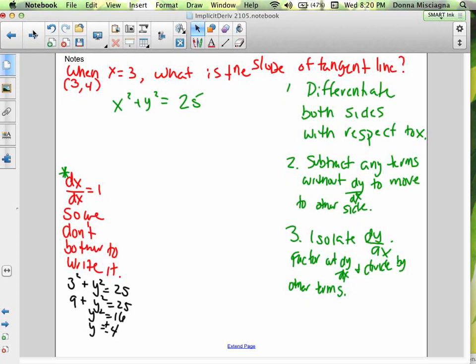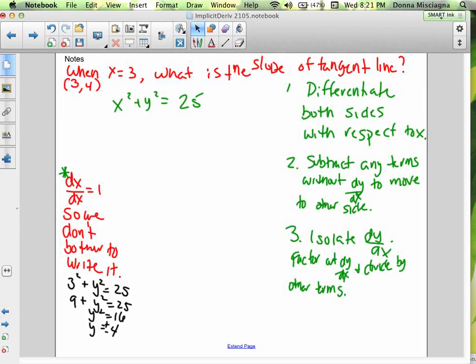Here is the equation we started with. And we're going to not only take the derivative, we are going to find the slope of the tangent line. And that thing says, when x equals 3, what is the slope of the tangent line? I decided to pick one of the points, because when x is 3, y is either 4 or negative 4. Take your pick. I have that solved below.